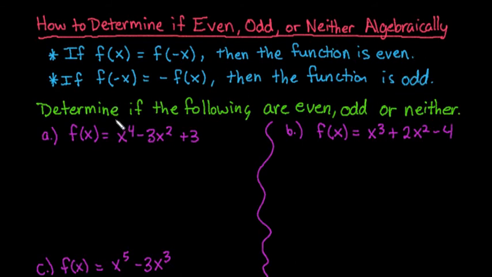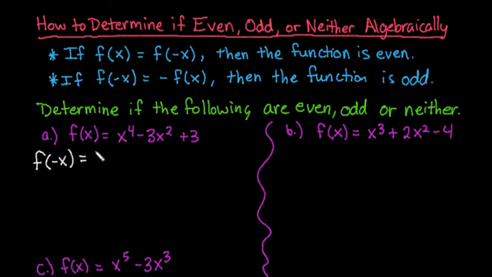So let's look at some examples. Like I said, I always start with finding f of negative x first to test to see if it is even. And if it is even, then I stop. I don't have to test for it to be odd or neither because it can only be one of these at a time.